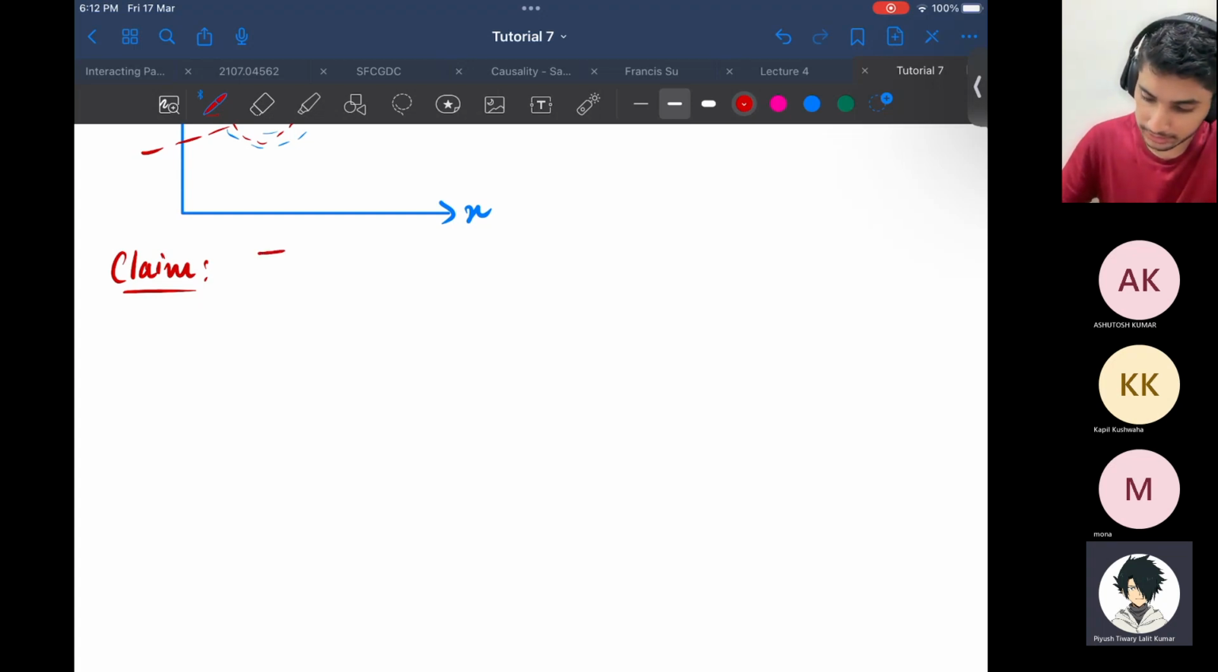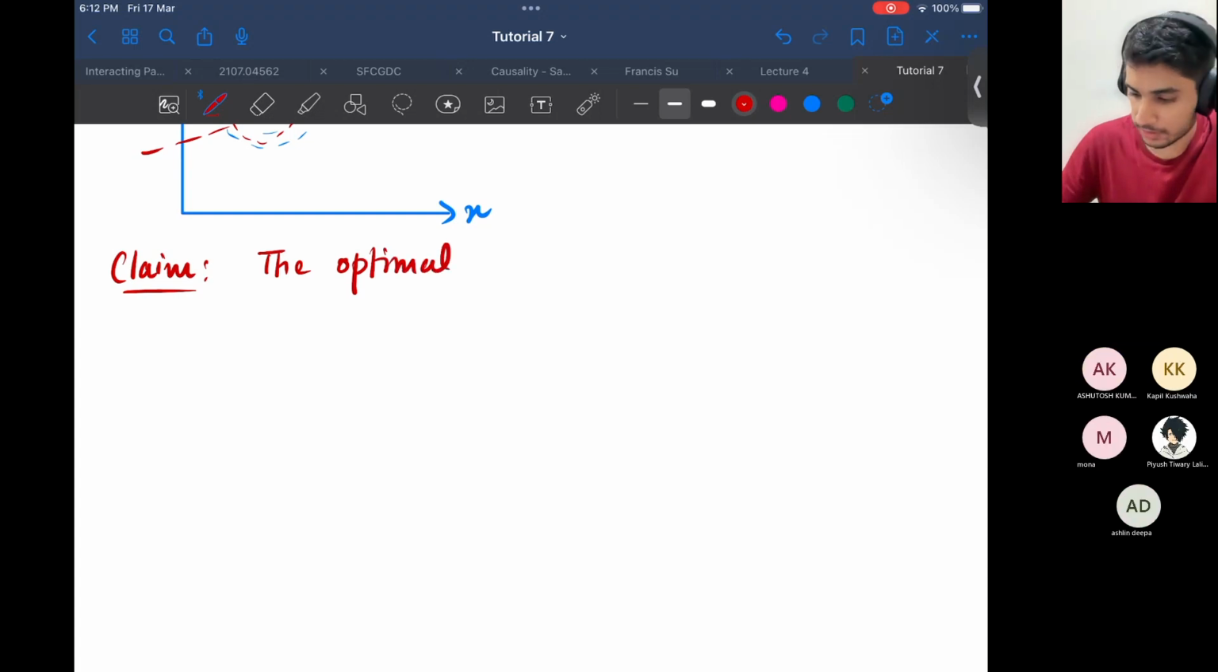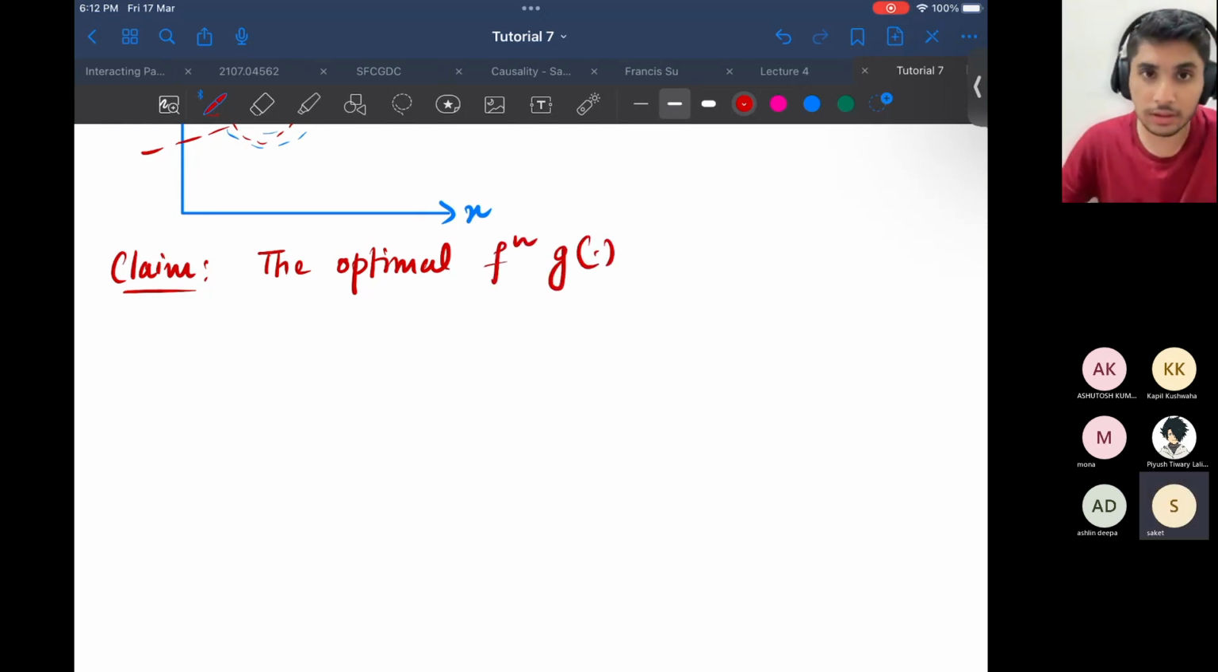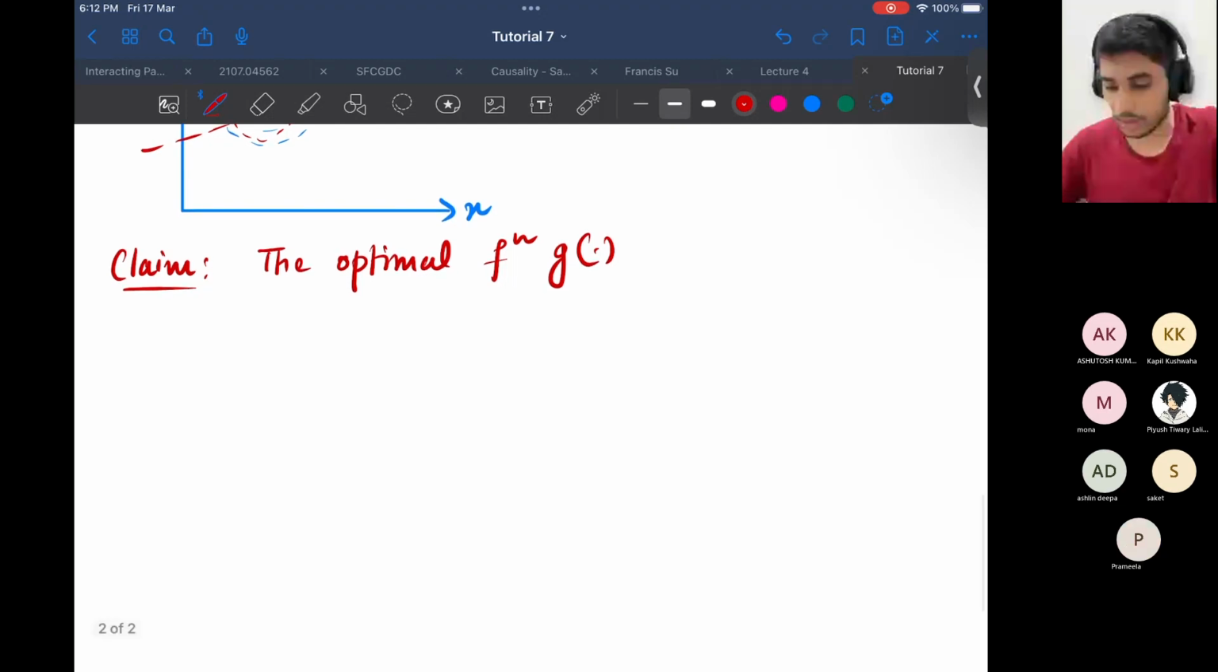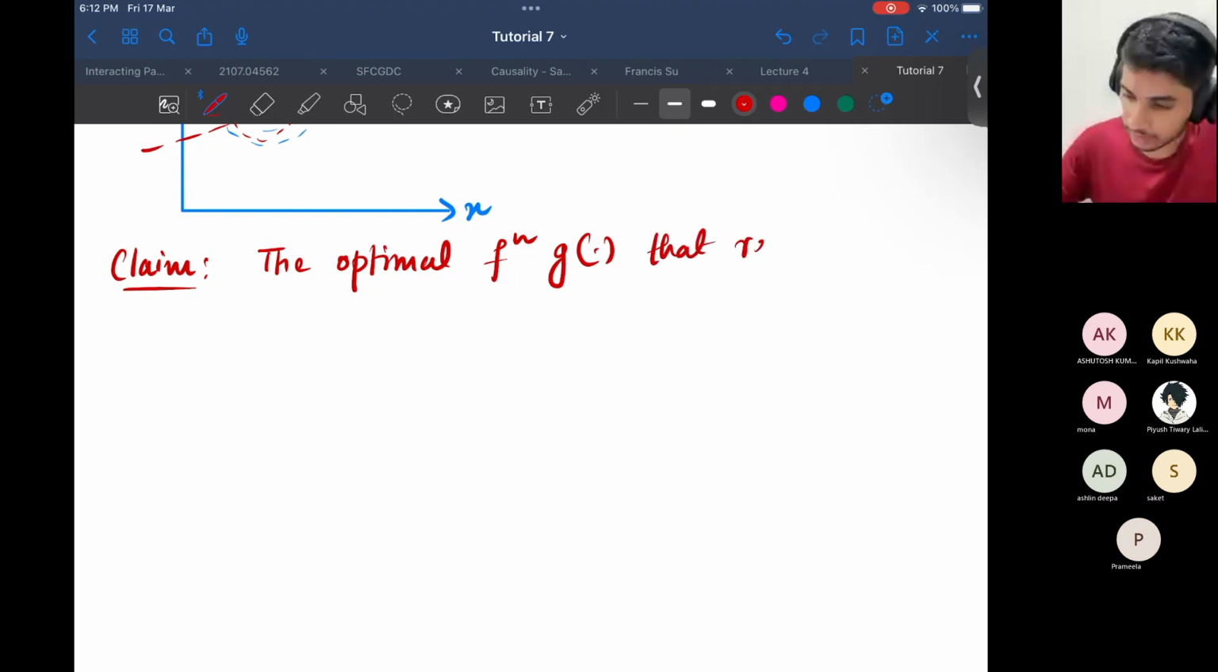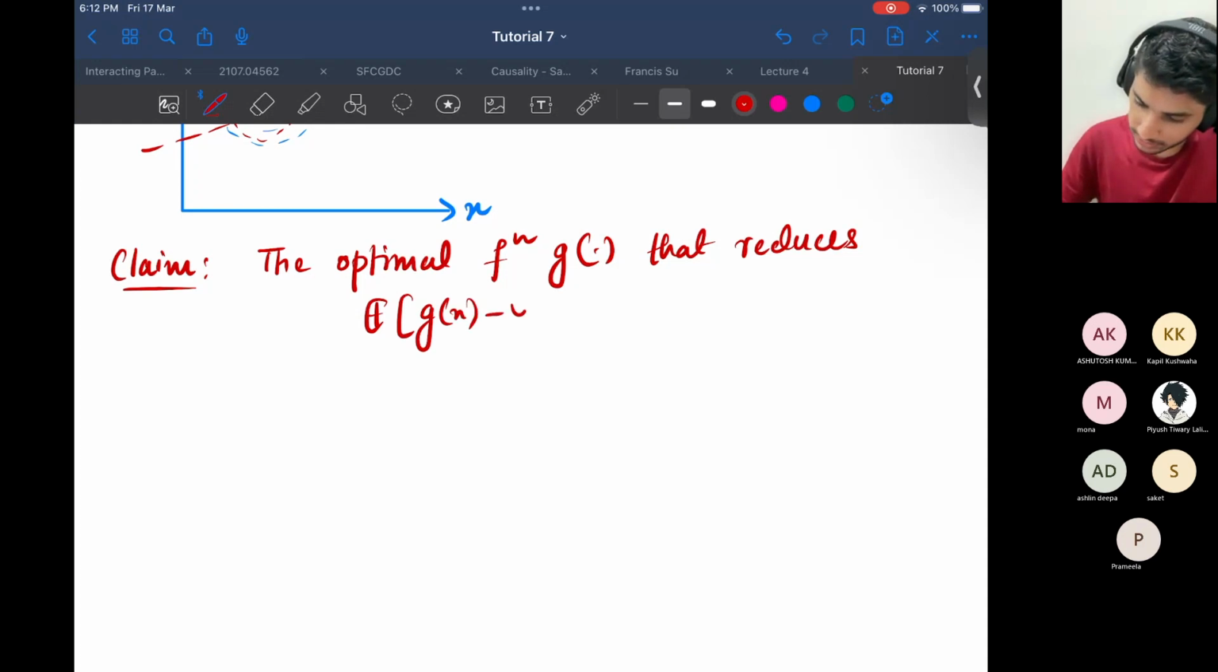The optimal function g that reduces the expected value of (g(x) minus y) whole squared is g(x) equal to the expected value of y given x.